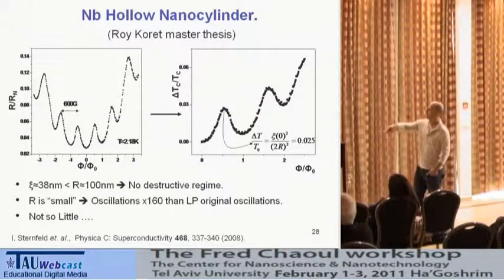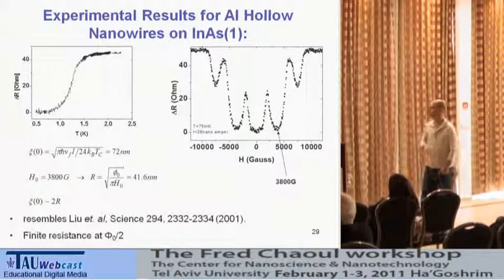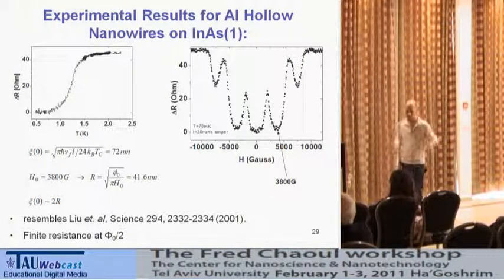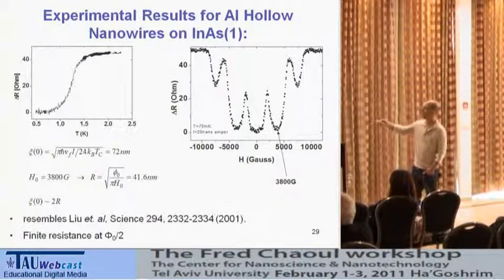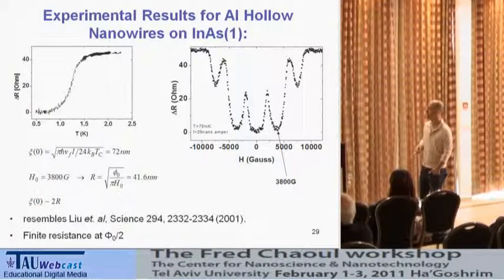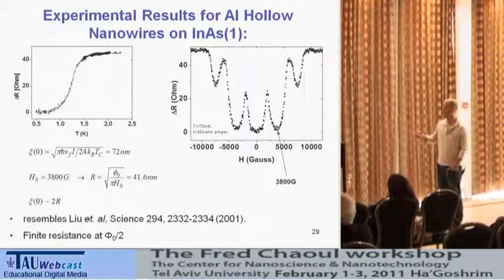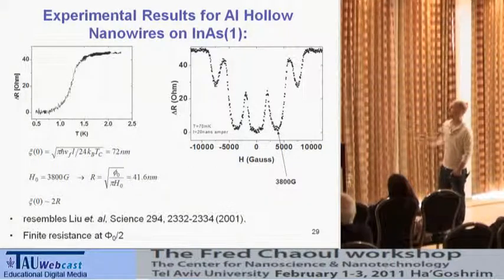So, yeah. This was not good enough. We wanted to have a smaller cylinder, so we went to aluminum. Aluminum has the bigger coherence length, the biggest one that we can use. And this is a measurement of the resistance as a function of temperature. This wasn't measured in a 4-probe configuration, so it's not the resistance, it's only the extra resistance. And this is a function of the magnetoresistance. That's delta R as a function of the field.